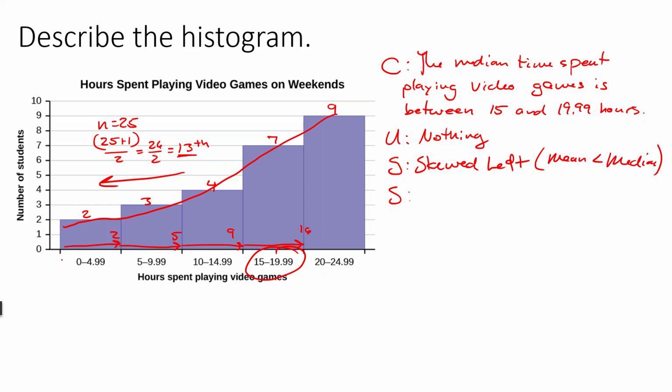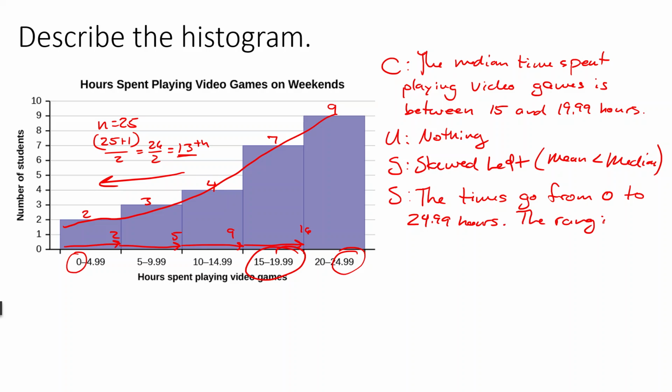And finally, the spread. Well, we're starting here at 0. We're going to 24.99. So, let's see, we're talking about times here. Times go from 0 to 24.99 hours. If you said 25, that would be okay. Or the range is at most 24.99 minus 0, 24.99 hours. Or you could say 25, that's fine. The at most phrase here is important. We got to have that.